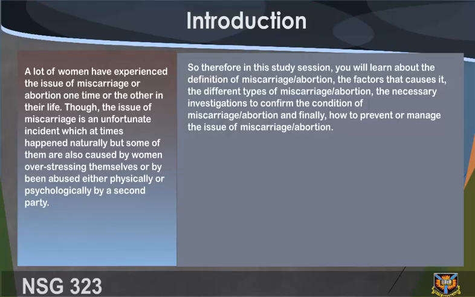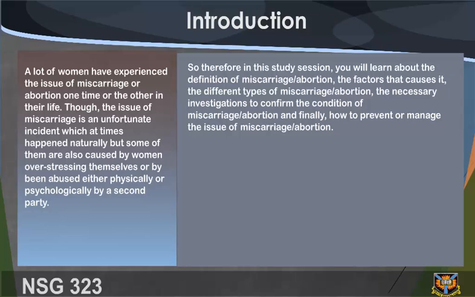Introduction. A lot of women have experienced the issue of miscarriage or abortion one time or the other in their life. Though the issue of miscarriage is an unfortunate incident which at times happens naturally, some of them are also caused by women overstressing themselves or by being abused either physically or psychologically by a second party.